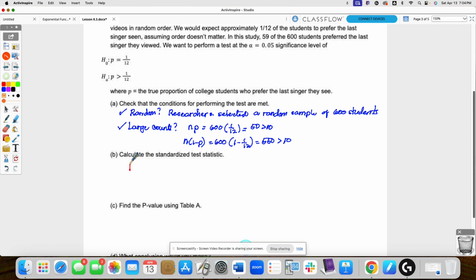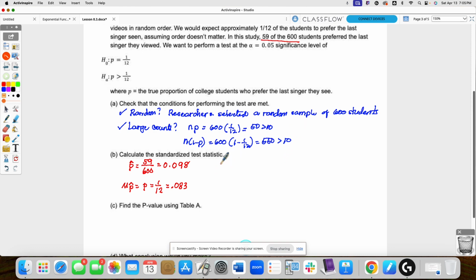Now we will calculate the standardized test statistic. What is our p hat? This is our statistic. It says in this study, 59 of the 600 students preferred the last singer they viewed. So p hat is 59 out of the 600 students, and that is equal to 0.098. Now, the mean of p hat is equal to our p, which is 1/12, and 1/12 in decimal is 0.083.